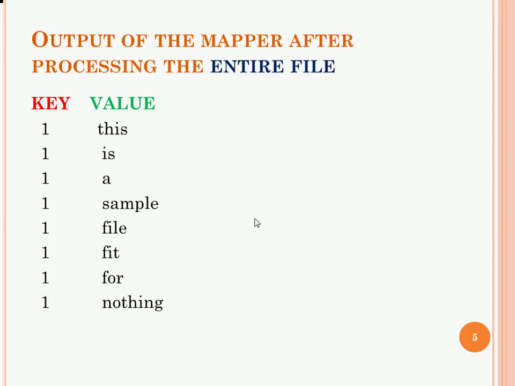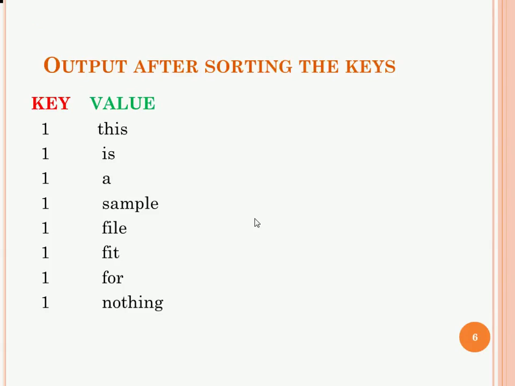Now this intermediate file, generated as a result of running the mapper on the input file, goes through the subsequent operation, which is sort and shuffle. But as I told you, sorting happens based on the keys. Since all the keys have the same number, sorting doesn't produce any different result.